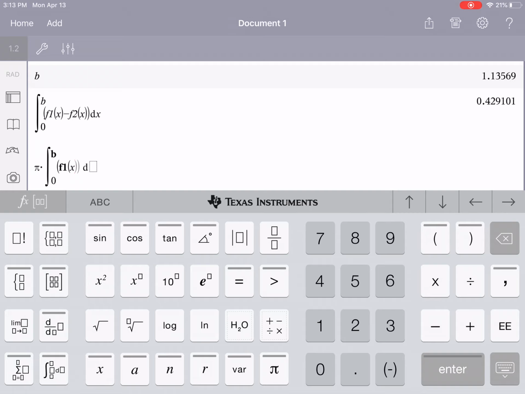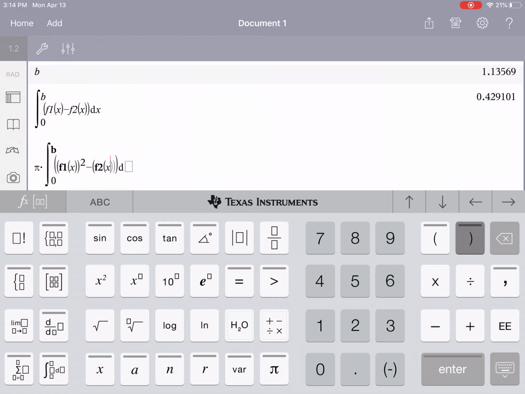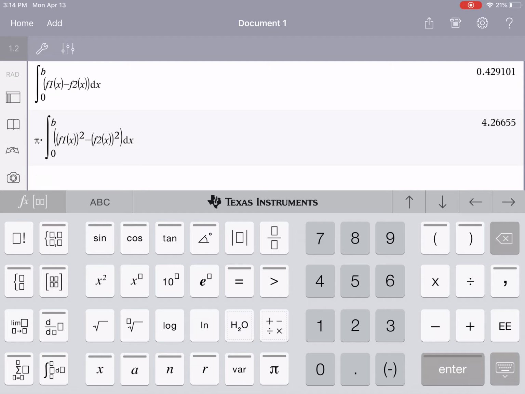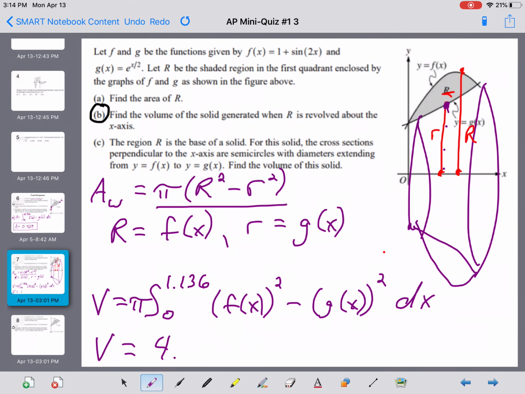So f1 of x, we want to close off the x, close off the f1, and we want to square that. So there's f1 of x quantity squared minus, and now we want to do pretty much the same thing with g of x, or f2 of x. So f2 of x, close, squared. Got it. And we're integrating all that with respect to x, and that should give us the answer we're looking for of 4.267 if we were going to round that properly. So right back over here, we're at 4.267. And that right there is our volume for part B.